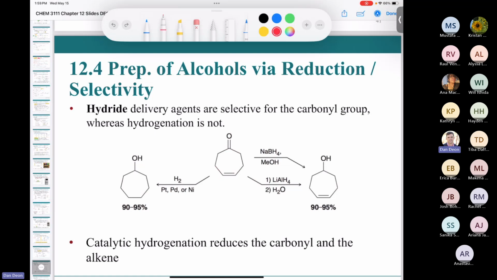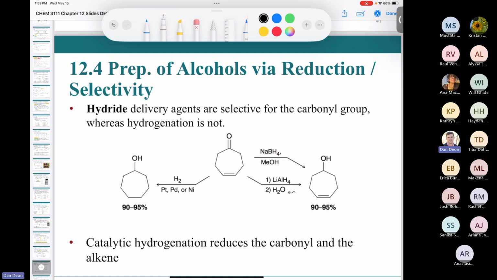So I told you that you can reduce a carbonyl with hydrogen gas and palladium, platinum, or nickel. But if you were to take this compound and treat it with H2 gas, what are you going to do? You're going to reduce the double bond and you're going to reduce the carbonyl. So it's not selective. However, if you reduce it using sodium borohydride or lithium aluminum hydride, those are going to be selective for only reducing the carbonyl, and the alkene is going to remain intact. Okay, so hopefully that gives you a little bit of an insight.